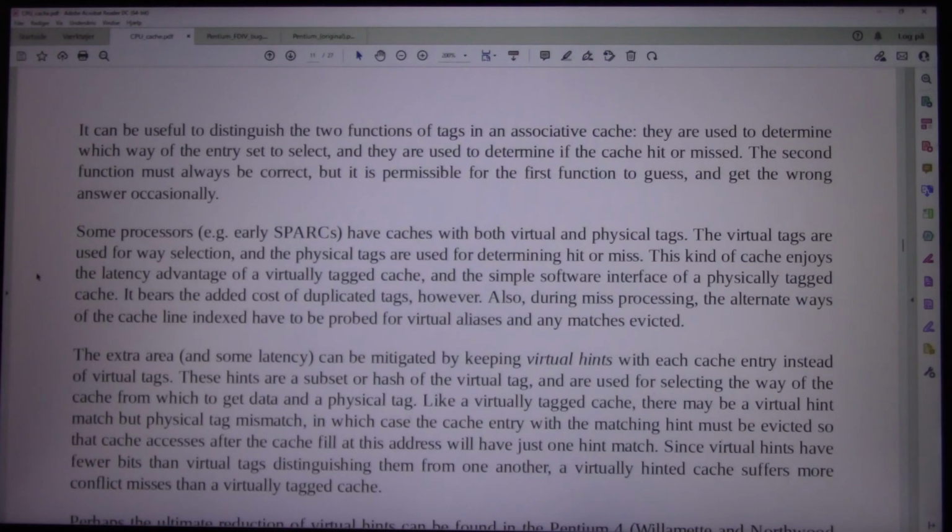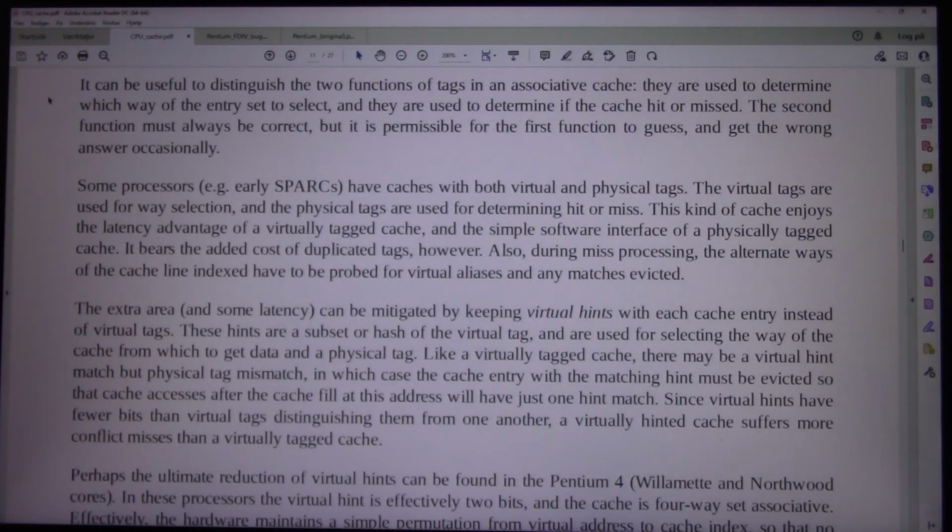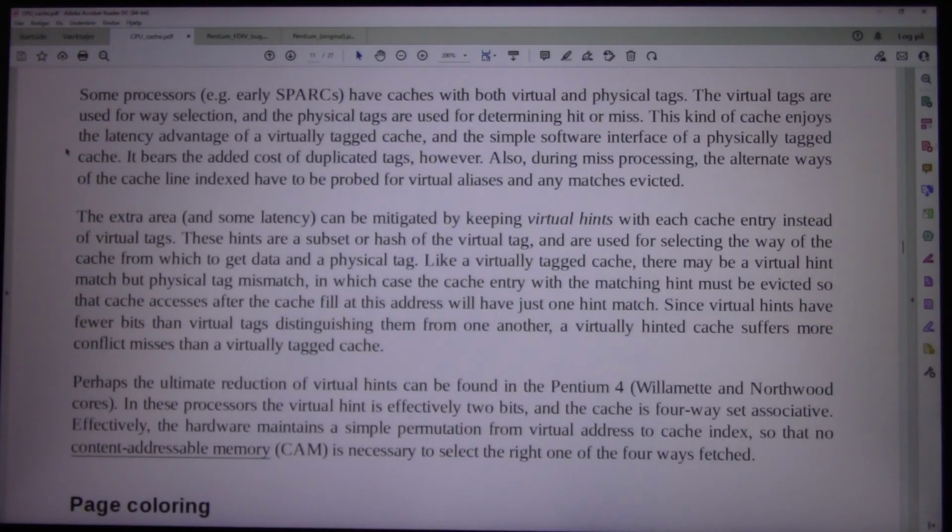It can be useful to distinguish the two functions of tags in an associative cache. They are used to determine the unique way of the entry set to select, and they are used to determine if the cache hit or missed. The second function must always be correct, but it is permissible for the first function to guess, and get the wrong answer occasionally. Some processors, for example early SPARCs, have caches with both virtual and physical tags.